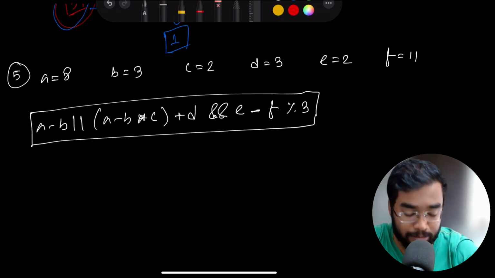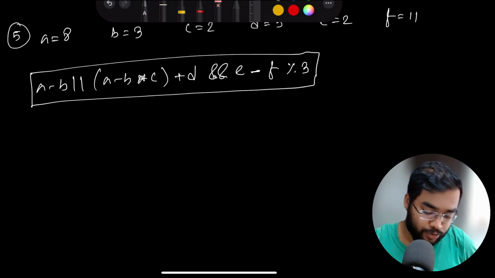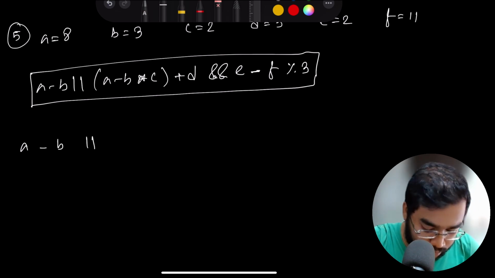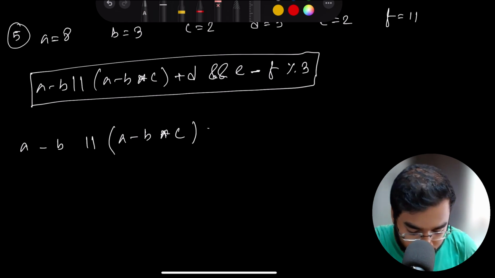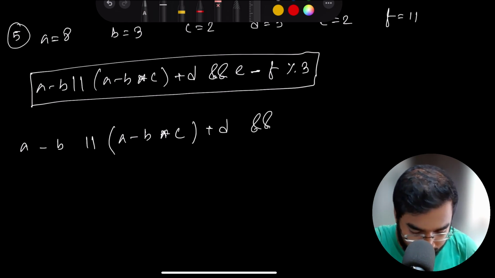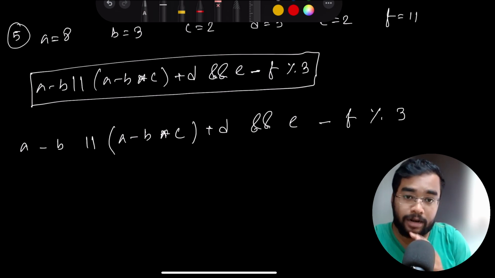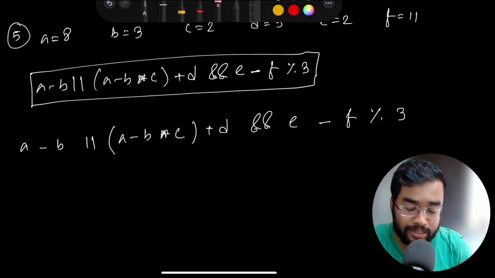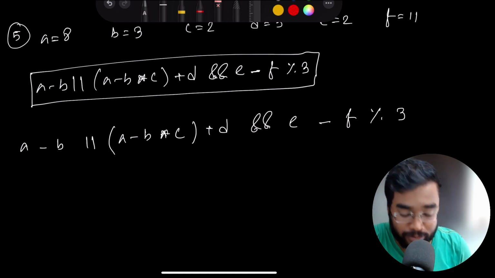So here this is another example, and here we are going to do the same approach, obviously. A minus B, or A minus B asterisk C, plus D and E minus F modulus 3. Here there are two approaches. First of all, let's talk about the conventional method, which I have shown you guys, and after that I will talk about a tricky thing which I have discussed earlier also, but this is the application also. That theory would be applied here as well.